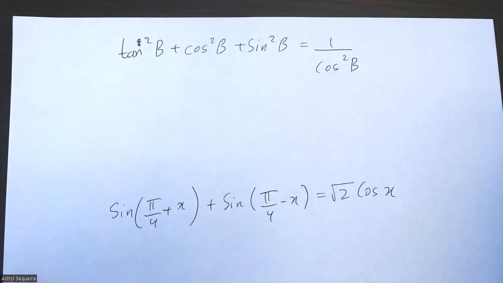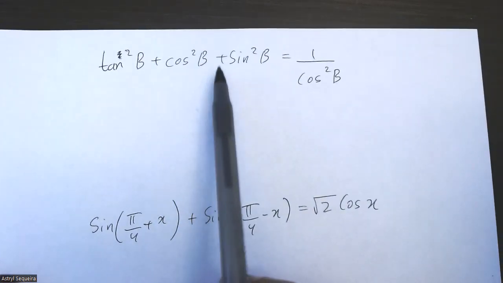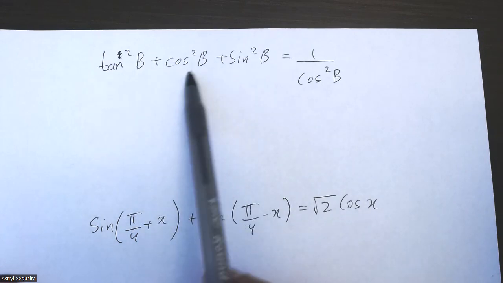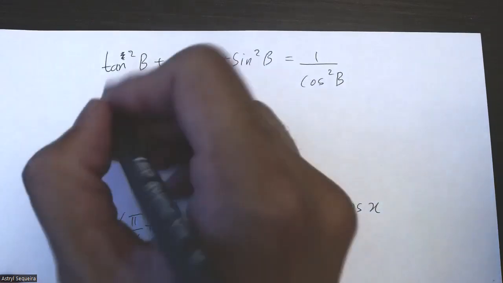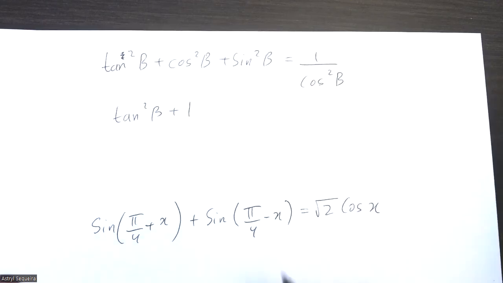All right, so in this video, we want to prove these trig identities. So let's start with the first one over here. I'm going to work with the left side because it's more complicated. I know I can convert cos square beta plus sine square beta into 1 using my trig identity. This is going to simplify to tan square beta plus 1.